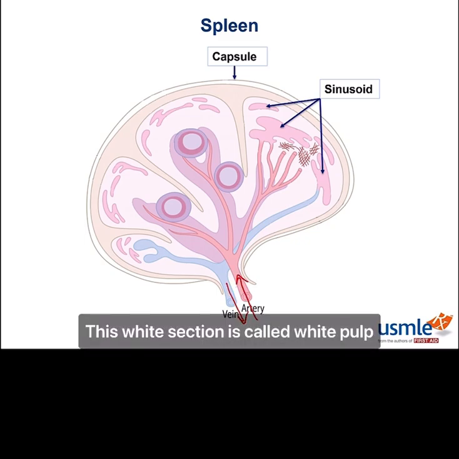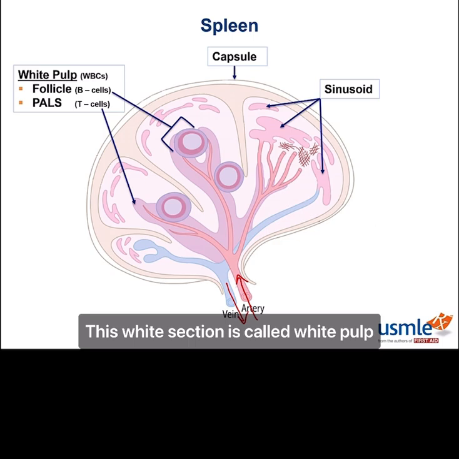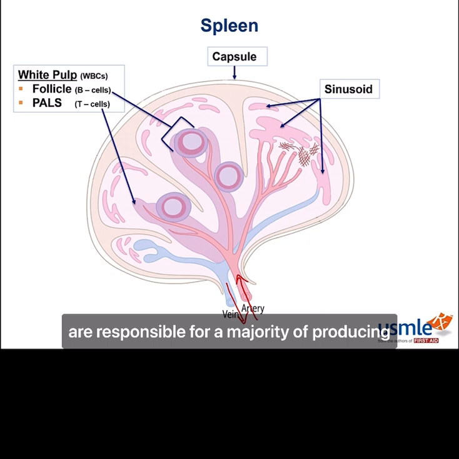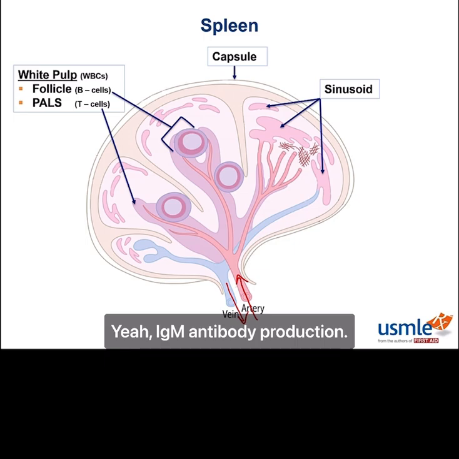This white section is called white pulp and contains follicles with embedded B cells similar to lymph nodes. So if B cells are predominantly found in the follicles, it would stand to reason that these numerous follicles are responsible for a majority of producing what immunologic proteins in our bodies? Yeah, IgM antibody production.